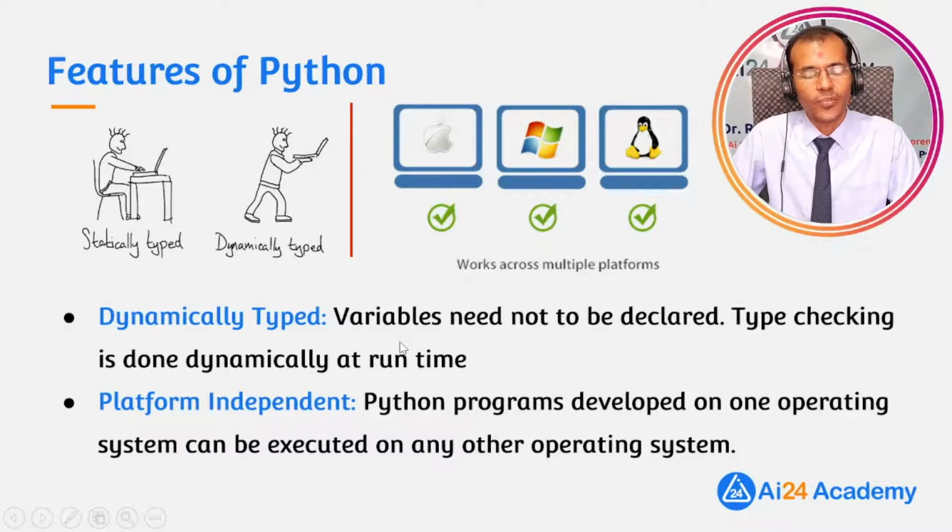The next feature of Python is that it is a platform independent language. Platform independent language means a program developed on one computer, right, a Windows computer, can be executed on another computer which has another operating system like Apple or Linux. So this is the meaning of platform independent.